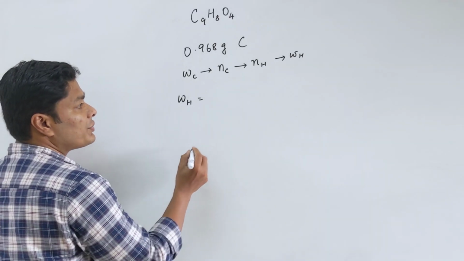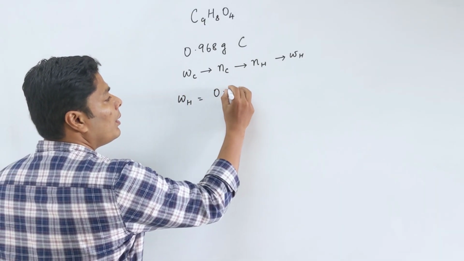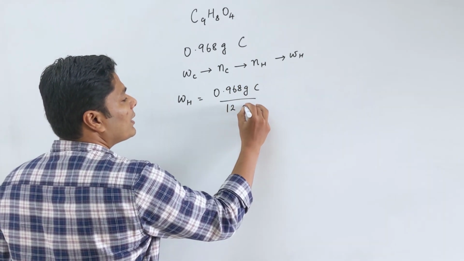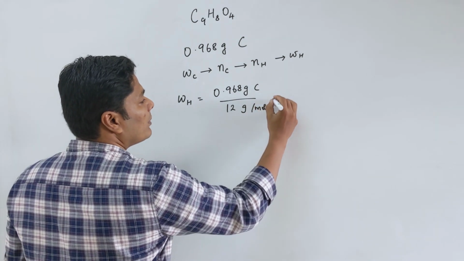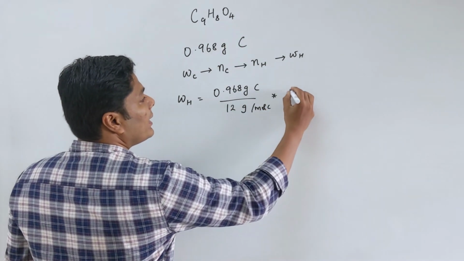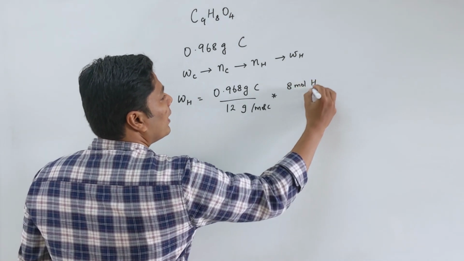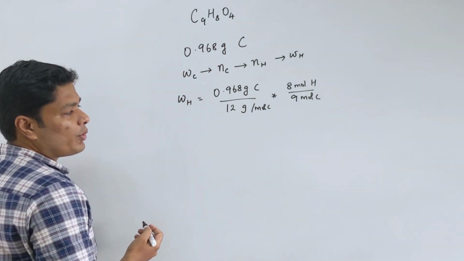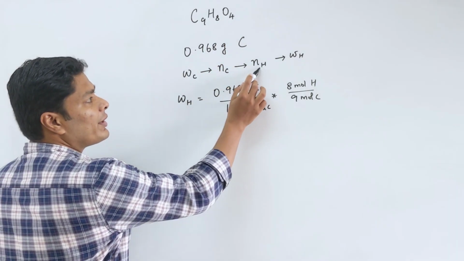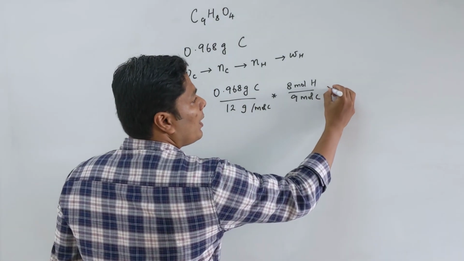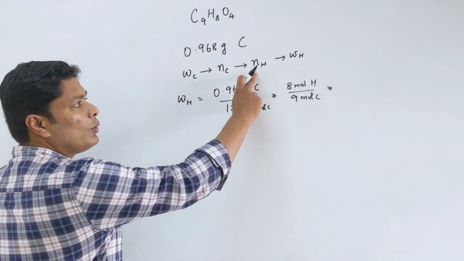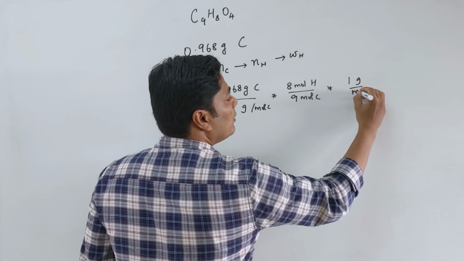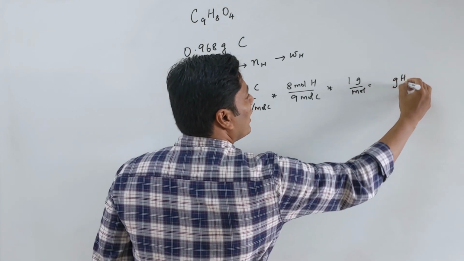Let's calculate the weight of hydrogen now. I start here, weight of carbon 0.968 grams carbon divided by 12 gram per mole carbon, times for every 8 moles hydrogen I have 9 moles carbon, 8:9. Hence the mole ratio problem. Now I have converted it to moles of hydrogen, times, I have to convert it to mass of hydrogen. Moles to mass, what do you do? Moles times molar mass. The molar mass of hydrogen is 1 gram per mole. So this should give you grams hydrogen.